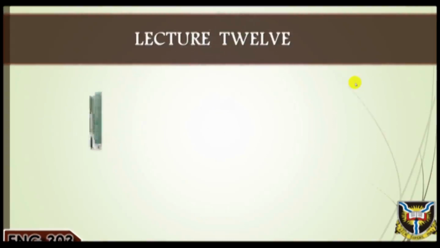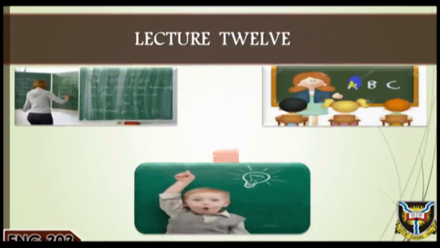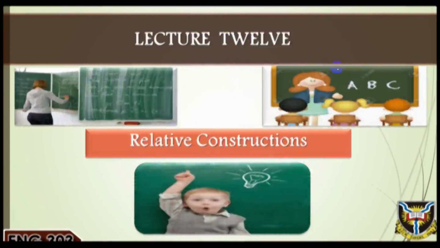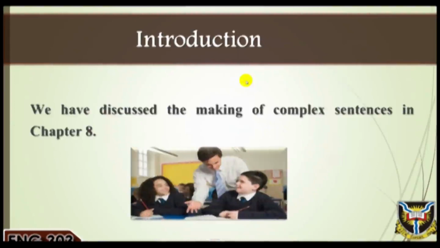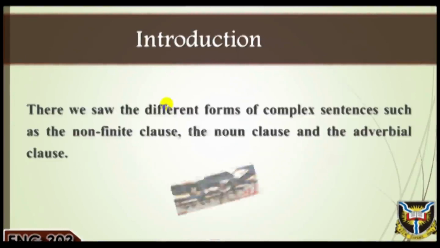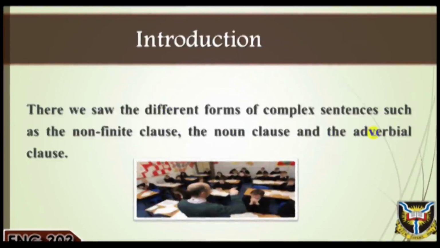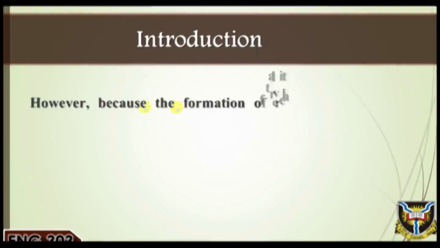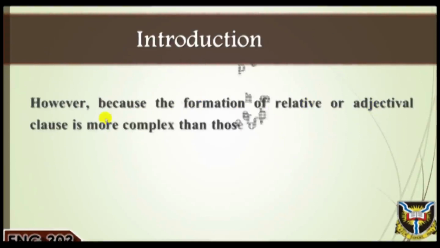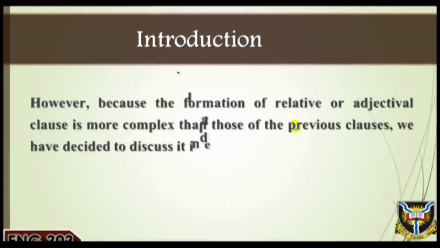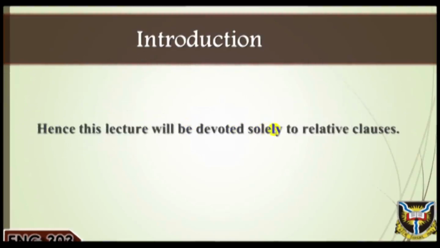Relative Constructions. We have discussed the making of complex sentences in Chapter 8. There we saw the different forms of complex sentences such as the non-finite clause, the noun clause, and the adverbial clause. However, because the formation of relative or adjectival clause is more complex than those of the previous clauses, we have decided to discuss it in detail. Hence, this lecture will be devoted solely to relative clauses.